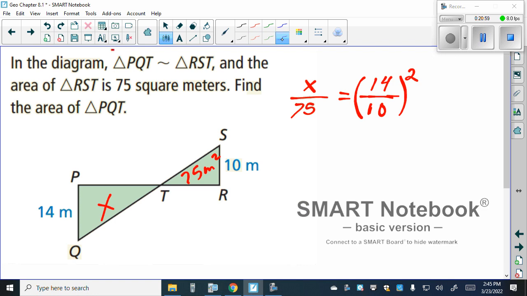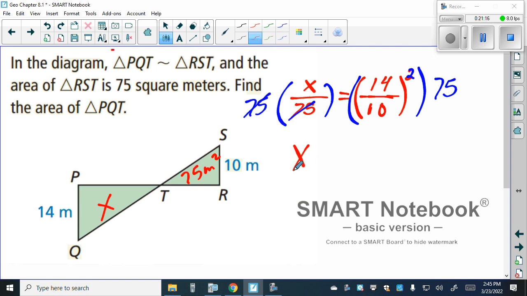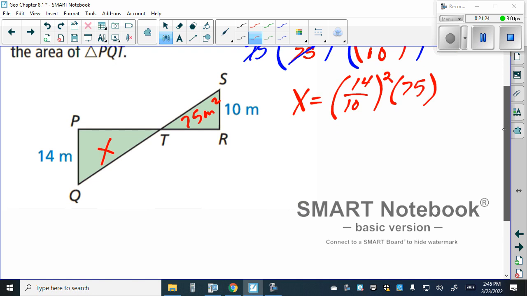Now again, at this point here, we could type 14 over 10 squared into the calculator and simplify. Or we can just multiply both sides by 75. Because here the 75 and 75 will cancel, telling us x is equal to 14 divided by 10 squared times 75. And if we do this here, we get 147.